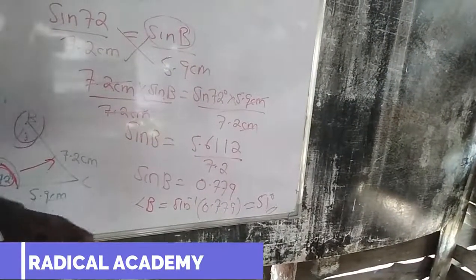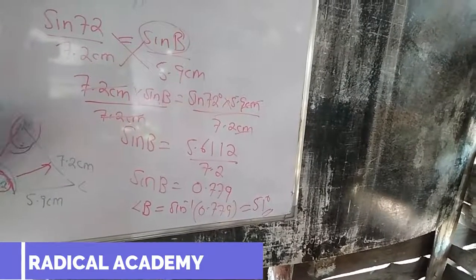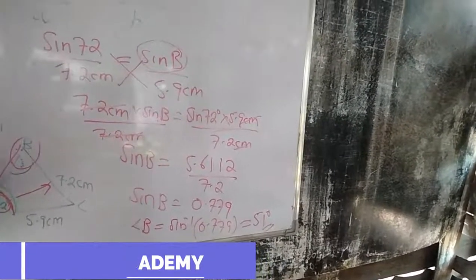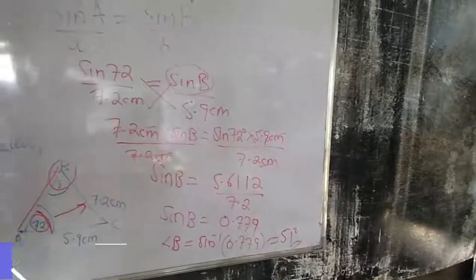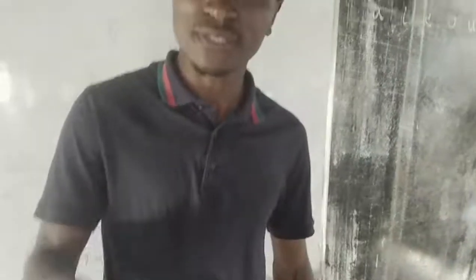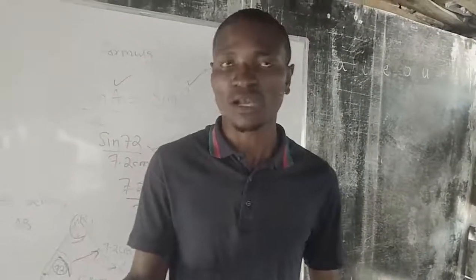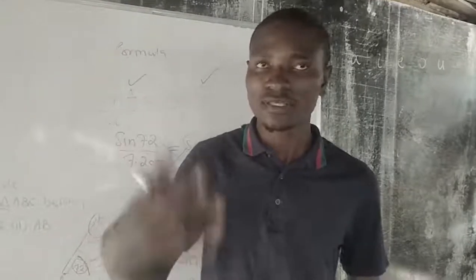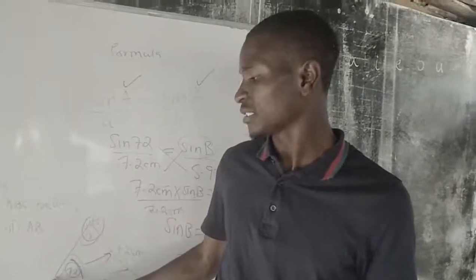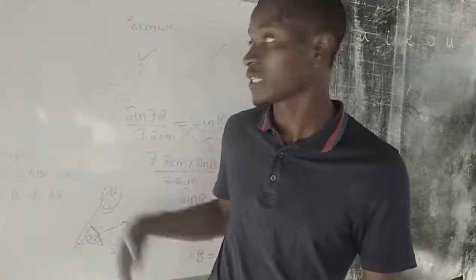Now the last question is, how can we find the distance from A to B? So the distance from A to B, again, you are going to use the sine rule. You must use the sine rule, so that you can see how far A is from B. Okay, the distance between A and B.